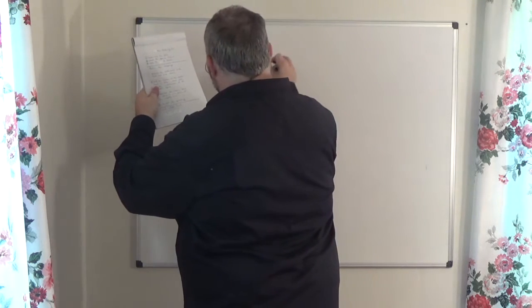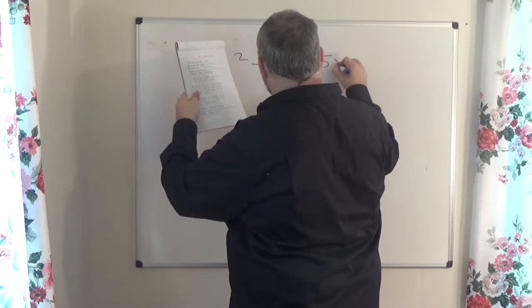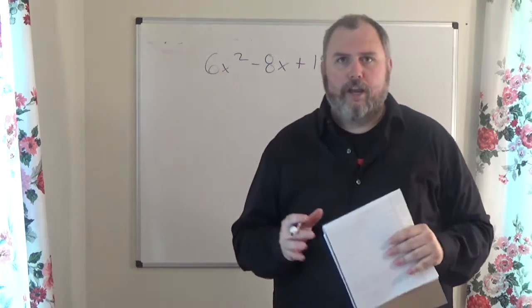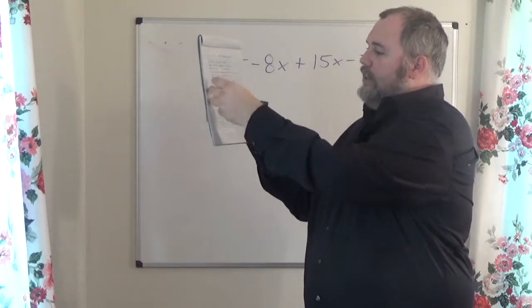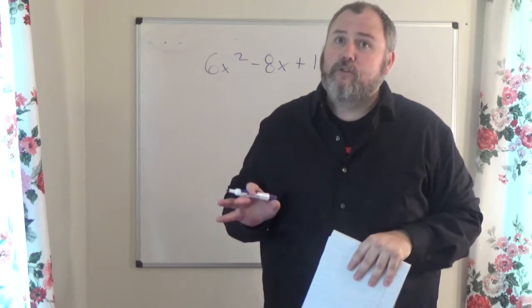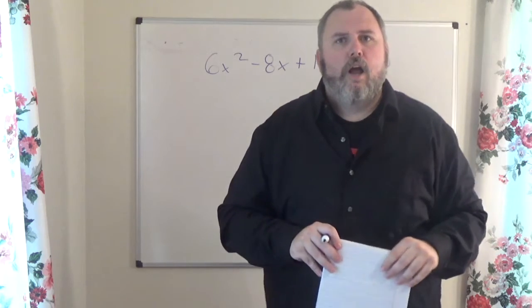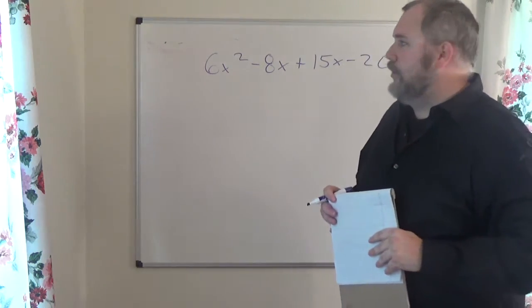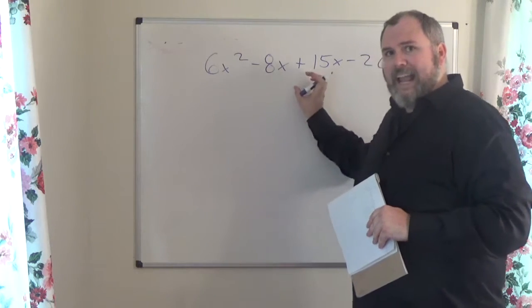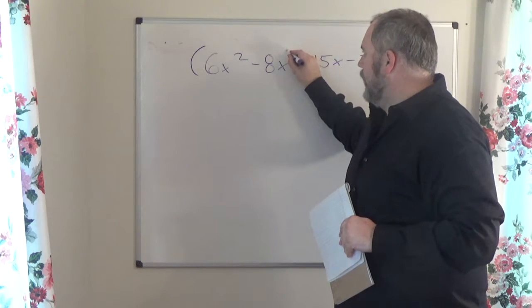Alright, so I've given you this piece. 6x squared minus 8x plus 15x minus 20. Alright, so we have done everything. We've done all the little teeny tiny steps, and now we've got to do the factor by grouping. It's not as bad as it sounds, and again, I say that all the time, but it's true. Alright, so what I want you to realize is you want to group the first two terms and the second two terms together.